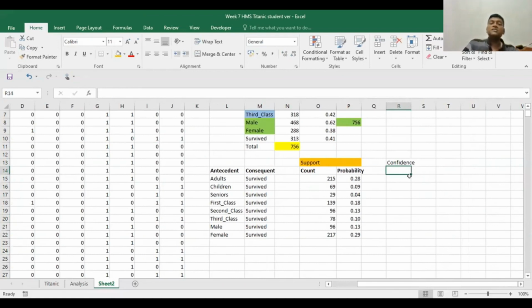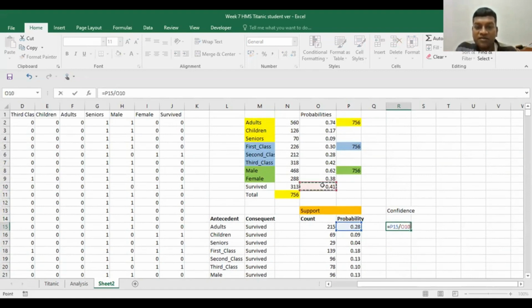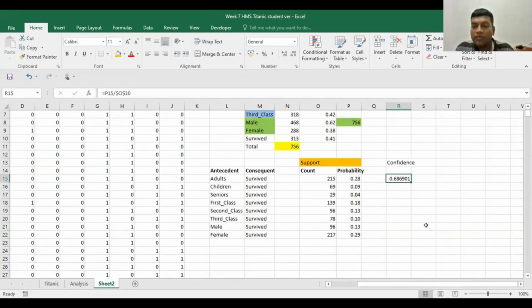Confidence is nothing but the number of times these two have occurred. So basically, what does it mean? If you know that the person has survived, what is the probability that he is an adult? Or if you know that the person has survived, what is the probability that he traveled in first class? That is given by the joint probability divided by the probability that he survived. The probability that he survived is here. I'm picking it from here and locking it. I'm drawing it down.